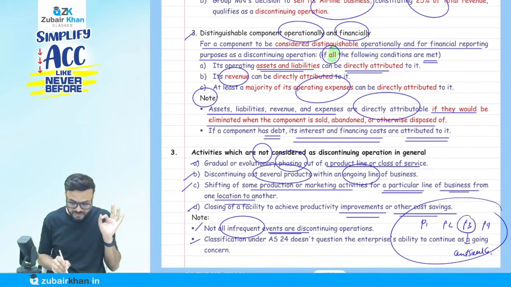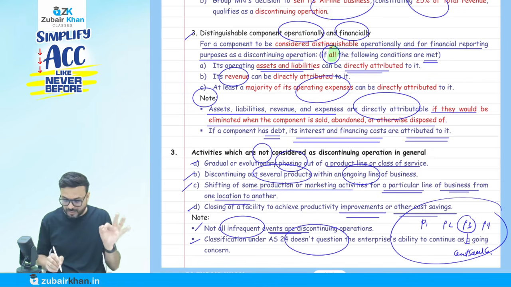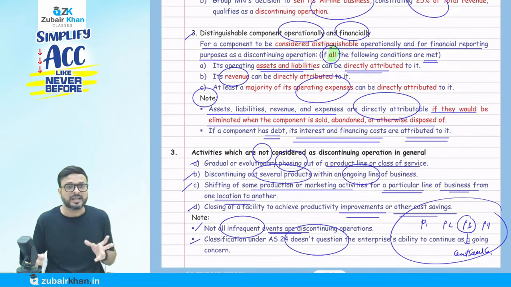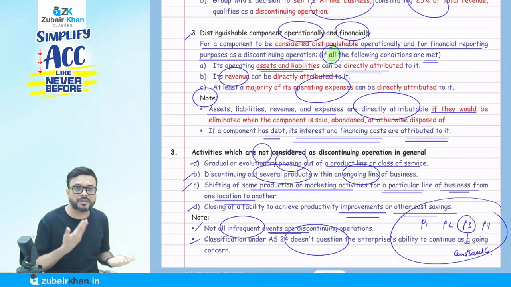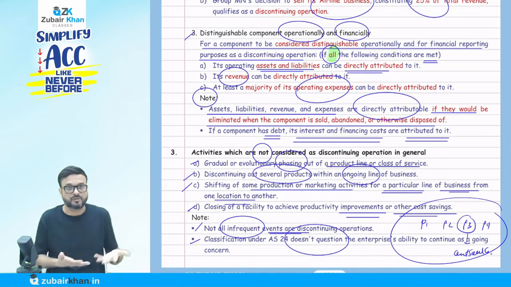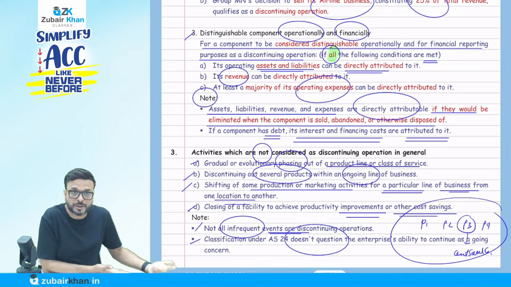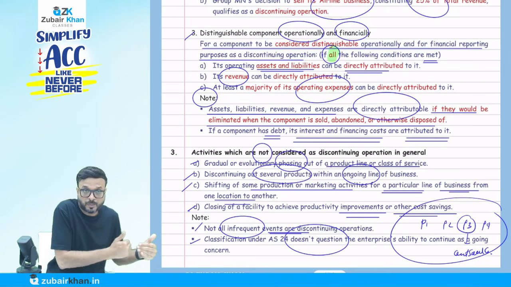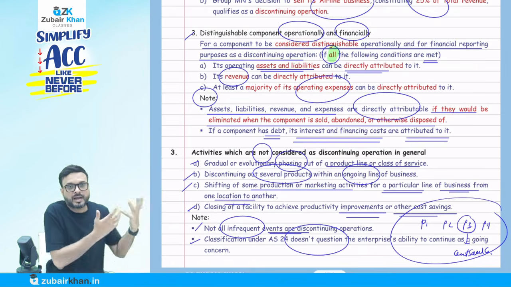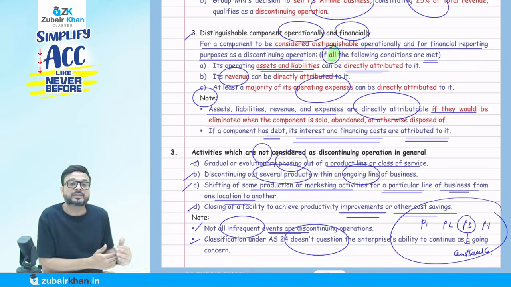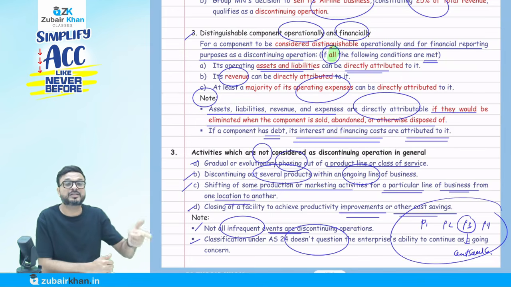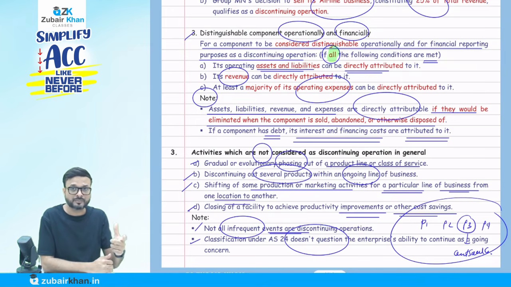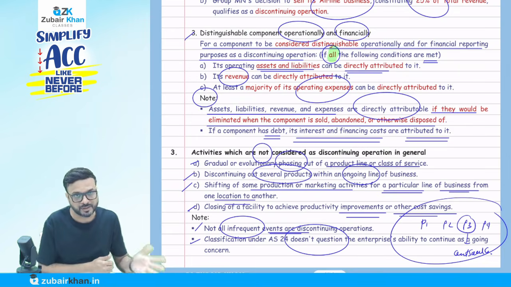Then they say classification under AS 24 does not question the enterprise's ability to continue as a going concern. If I have 4 operations and I want to discontinue one, that doesn't mean the going concern assumption is not present. I am still doing the business for the other 3 operations out of 4, or I may even increase their business. That doesn't mean that a discontinuing operation affects the ability, and you cannot say that the going concern assumption is not present.